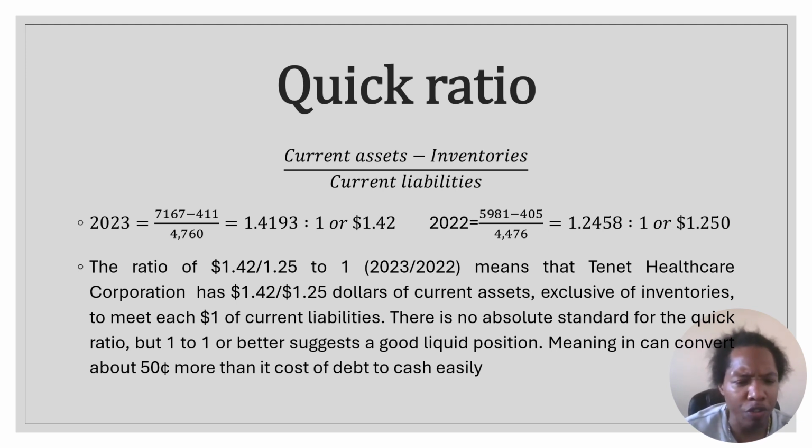The ratio of $1.42 or $1.25 to 1, 2023 and 2022, means that Tenet Healthcare Corporation has $1.42 or $1.25 of current assets exclusive of inventory to meet each $1 of its current liabilities. There is no absolute standard for the quick ratio, but 1 to 1 or better suggests a good liquidity position, meaning it can convert about 50 cents more than its cost of debt to cash easily.